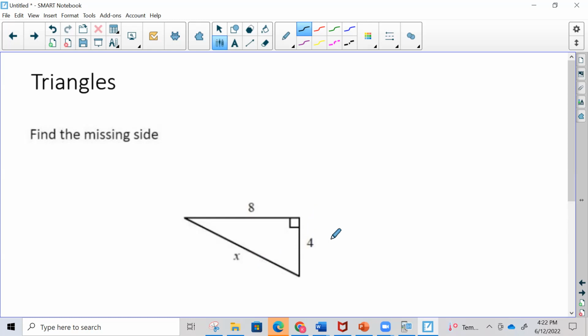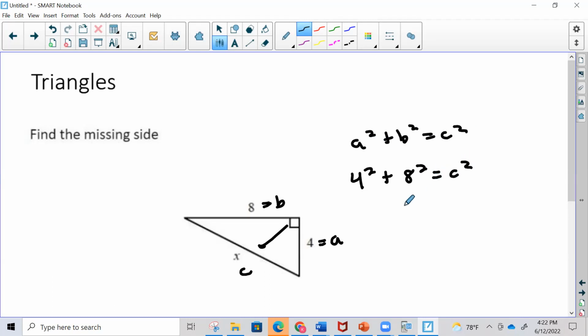So in this case, A is my smallest side, B, and then C would be the side across from the right angle. So that would be X. And then we just do our Pythagorean theorem. So we would do A squared plus B squared equals C squared. So 8 squared equals C squared. That gives us 16 plus 64. Okay, so that gives us 80 equals C squared.